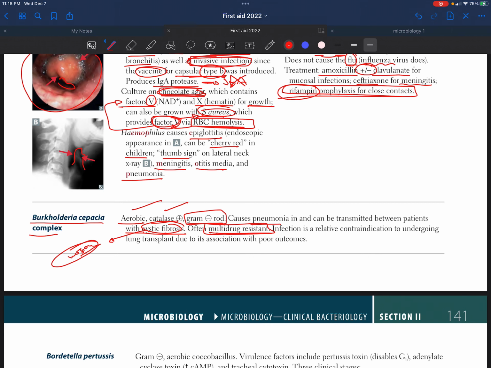So if there is a patient that needs a lung transplantation for any reason, and we check that patient and see that he has this infection, then we don't go with the lung transplantation anymore, because this infection is associated with poor outcomes. So the patient won't benefit from the lung transplantation.